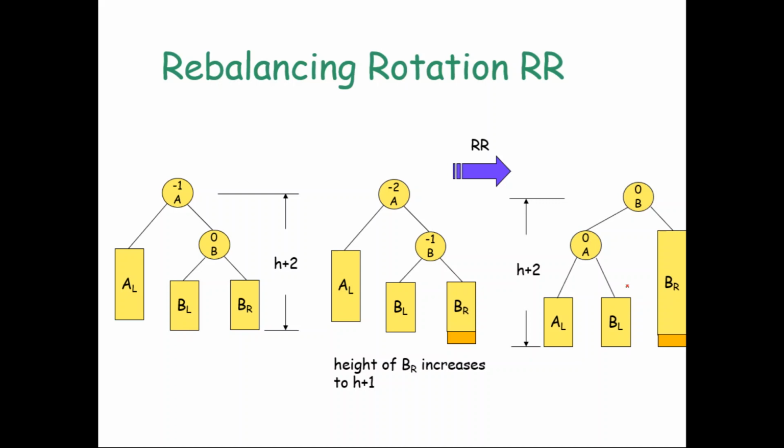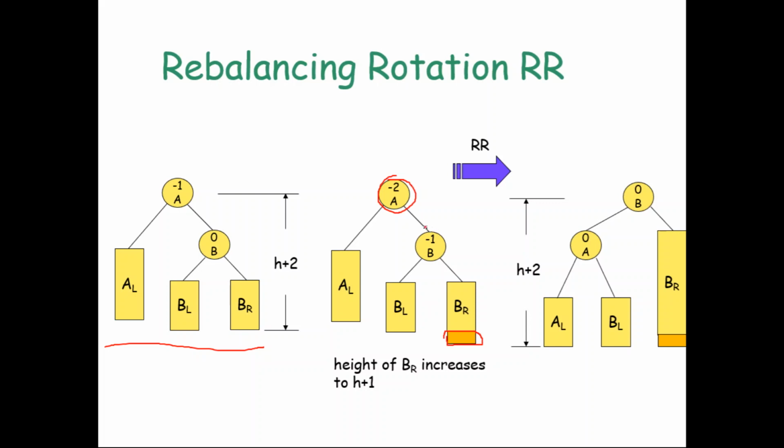So similarly, next let us see how we rebalance for the RR case, right rotation. Again, this is the balanced tree. Here the balance factor for A is -1, B is 0. But here in the right of B, one more node is added. When you do this insertion, the tree becomes imbalanced. So the balance factor of A becomes -2. Now the tree is unbalanced, so you have to perform some rotation.